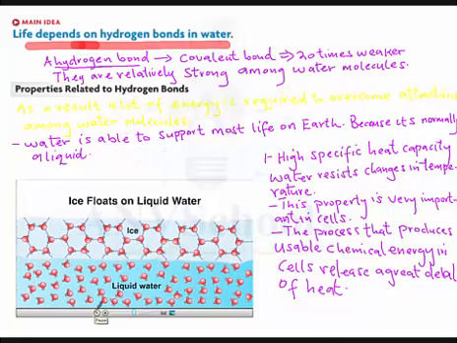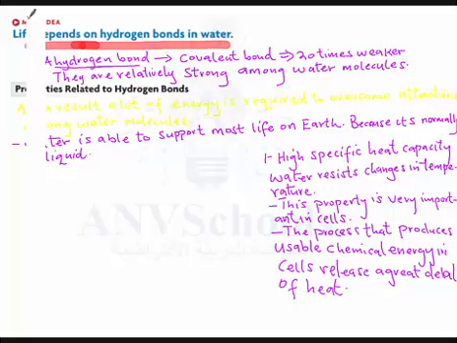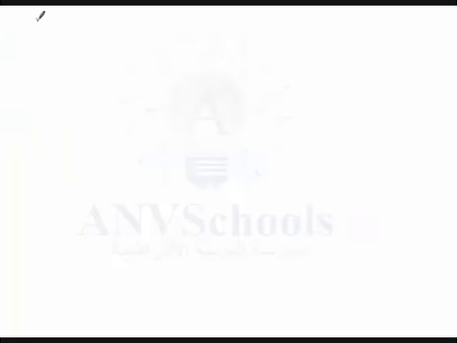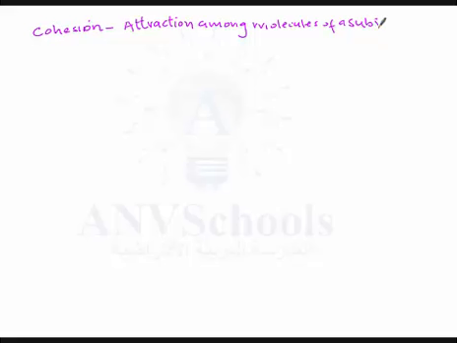Let's continue here to explain what we mean. For example, we had cohesion, which is the attraction among molecules of a substance. In this case, the substance we are talking about was water.